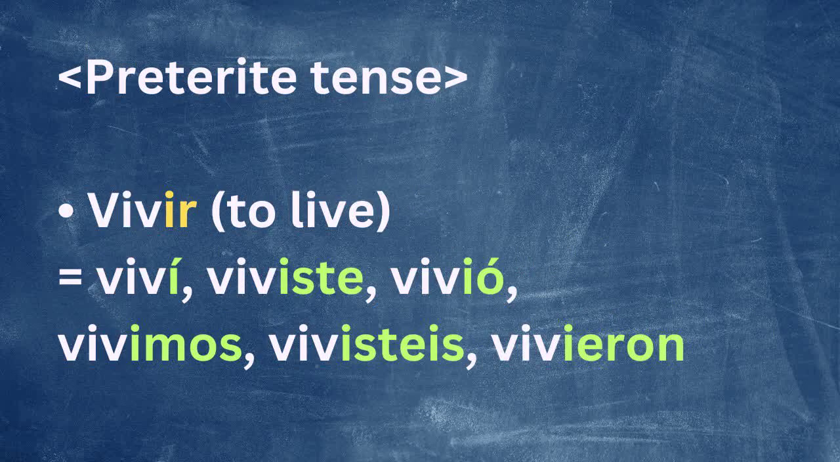Vivir, which means to live. The preterite tense forms are viví, viviste, vivió, vivimos, vivisteis, vivieron.